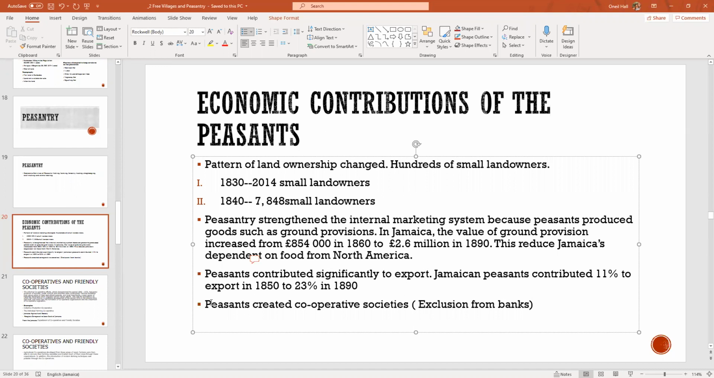You know what they call today credit unions? Yes, sir. It's the peasants that started the credit unions. Because the banks of the day, the Scotia and the Barclays Bank, which is now NCB, said they could not use their bank. They don't want the peasant money in the bank. Uh-oh. And so they are going to set up their own credit unions.